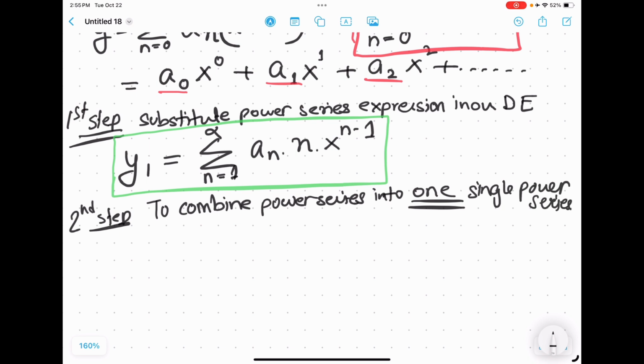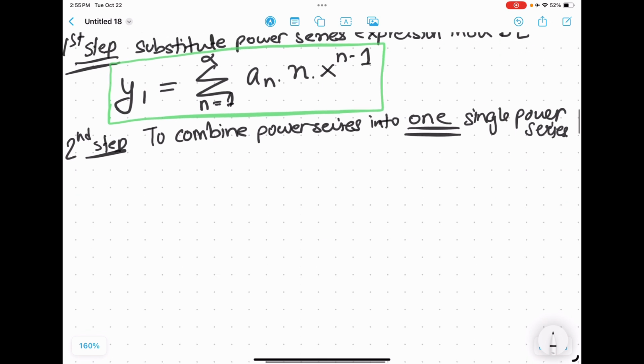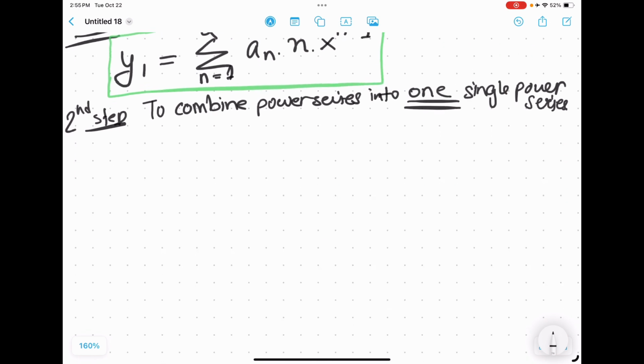Okay, so we'll have multiple ones and we'll try to combine them into one power series. So we just have one to deal with. Now, clearly we can't just combine them, right? We have to have something in common. So obviously we have to have some conditions to be able to do that. Okay, so let's talk about the conditions.